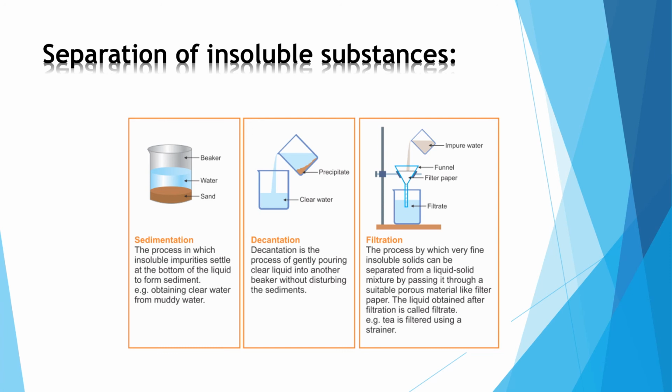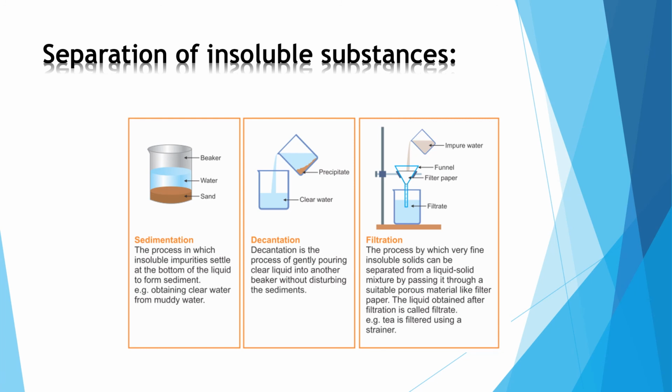Decantation. Decantation is the process of gently pouring clear liquid into another beaker without disturbing the sediments. Filtration. In this process, the liquid containing insoluble substances is poured onto a moistened filter paper placed inside the funnel. The liquid passes through the filter paper, whereas the insoluble substances are left behind on the filter paper.